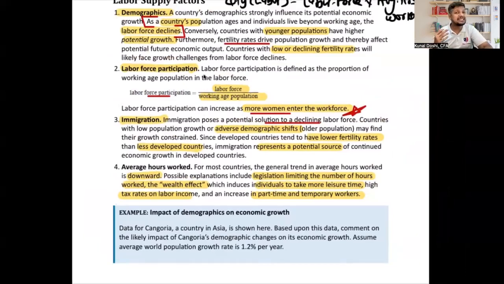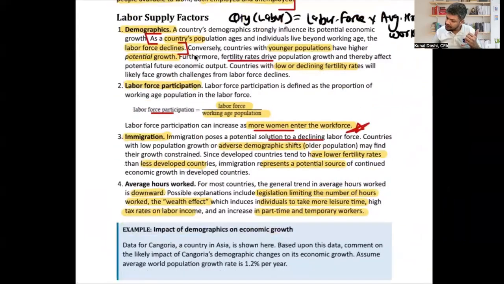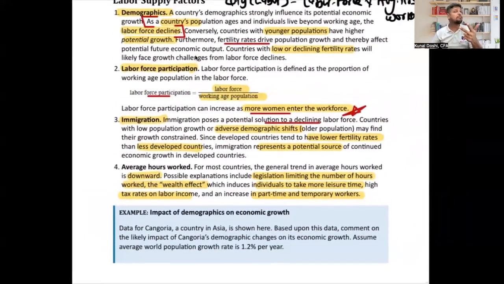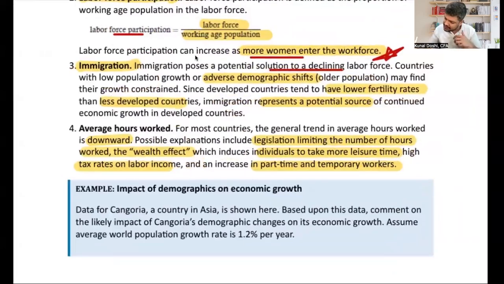Okay. So these are a couple of reasons related to the labor supply. What will cause the labor supply to increase or decrease? Okay, everyone. So a younger population, higher labor force participation, open immigration policy, and more hours worked will increase the labor force overall, or the quantity of labor. Clear? Right? We'll discuss that.